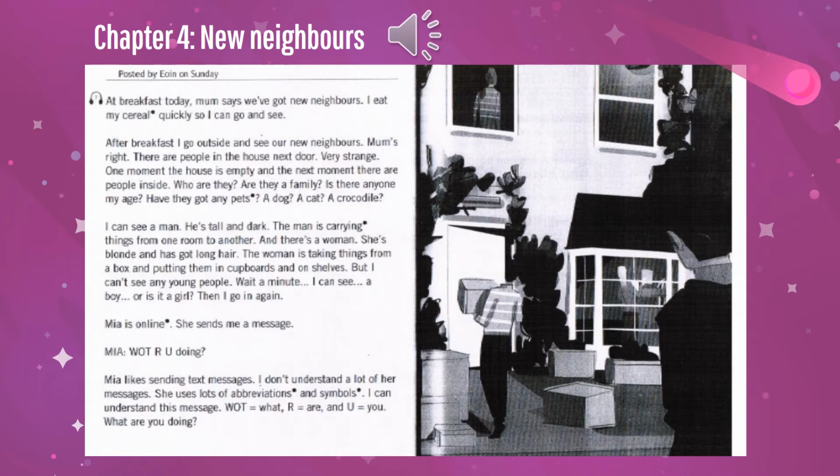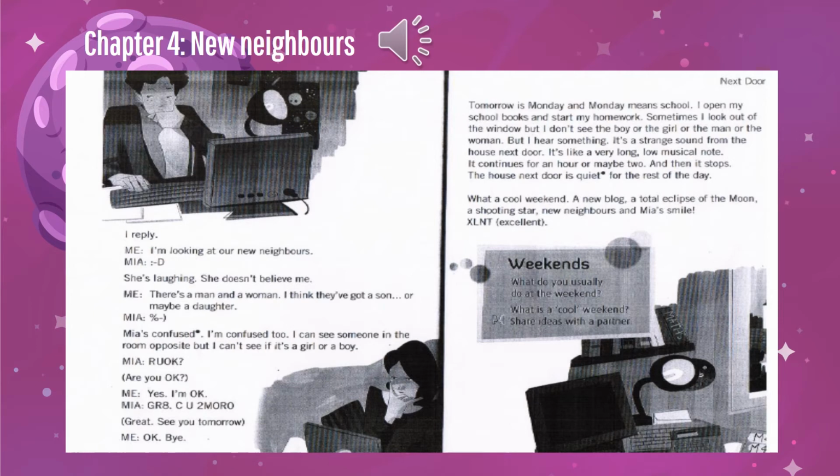What are you doing? I reply, I'm looking at our new neighbors. Mia sends a happy face. She's laughing. She does not believe me. There's a man and a woman. I think they've got a son, or maybe a daughter. Mia's confused. She does not understand.